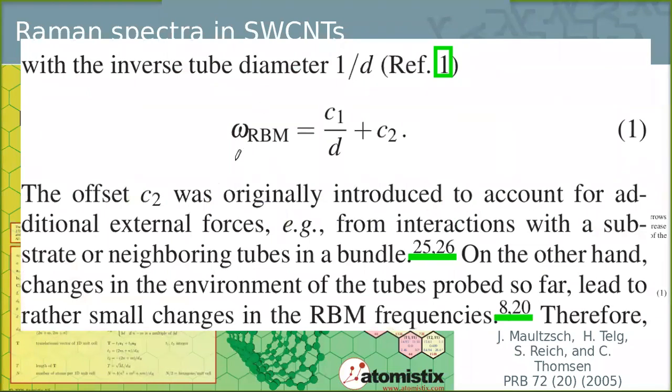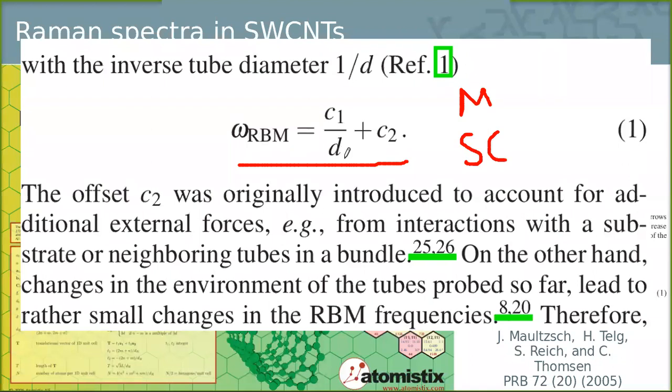Basically, by using this simple equation with some constants that are explained in this paper, okay? And then by looking at the frequency that you found in your Raman spectra of the RBM, you can extract the diameter, and then you can tell me if it's a metallic or a semiconducting carbon nanotube. That is actually very simple. This has been done. There are a lot of tables with a very big list of carbon nanotubes according to the frequency that has been found and related to the diameter and so on.